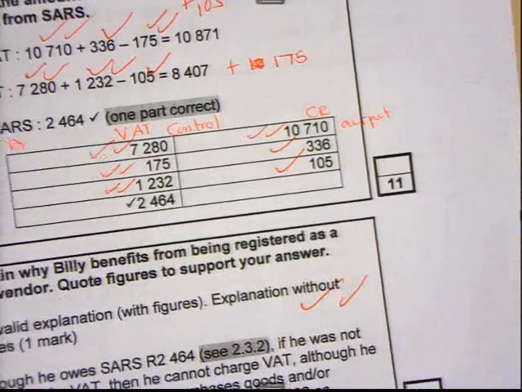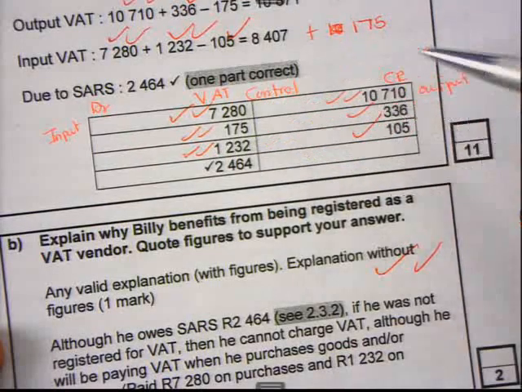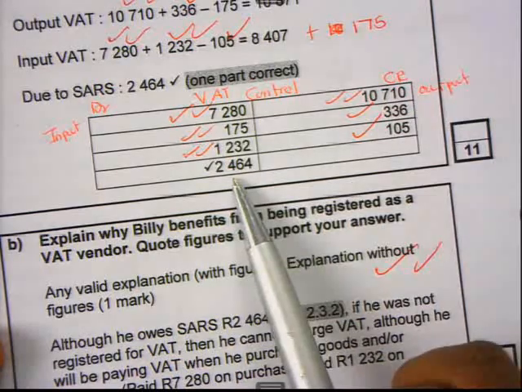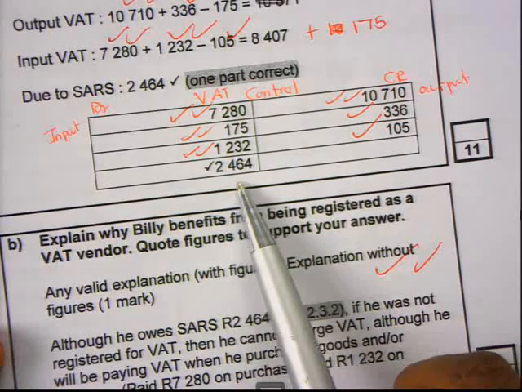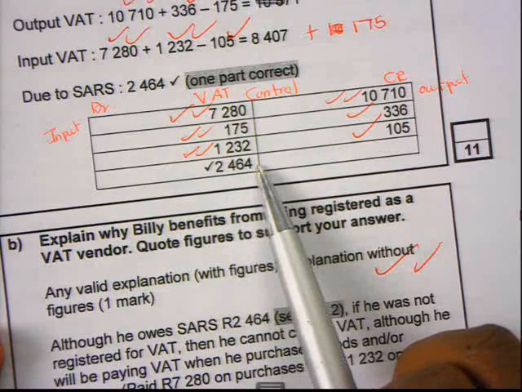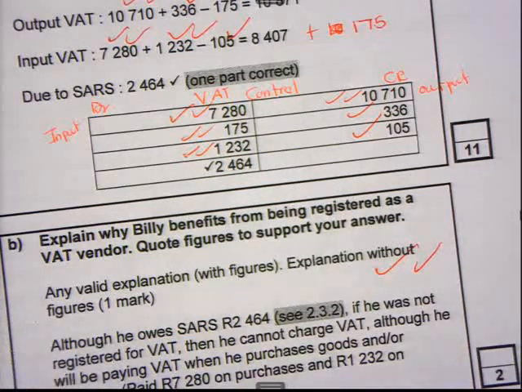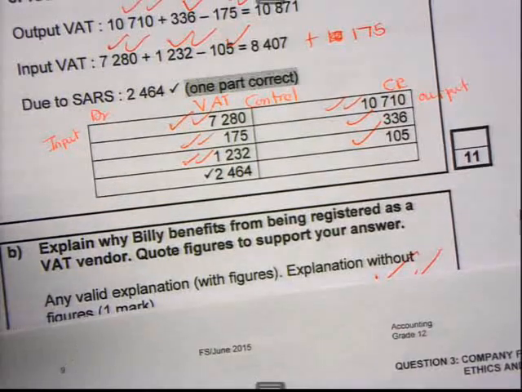Right. Now in the end, you add this side, subtract that side, then you have 2,464. Okay, so this will be VAT due to SARS. You get 1 mark for that one.